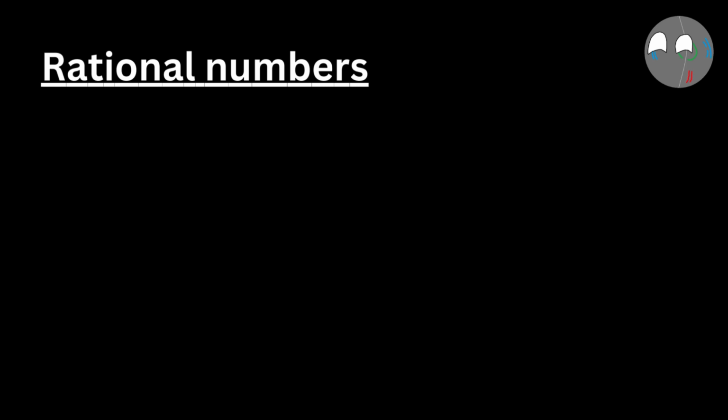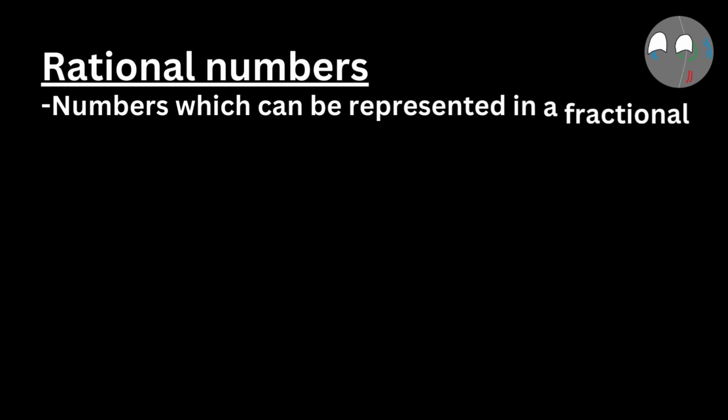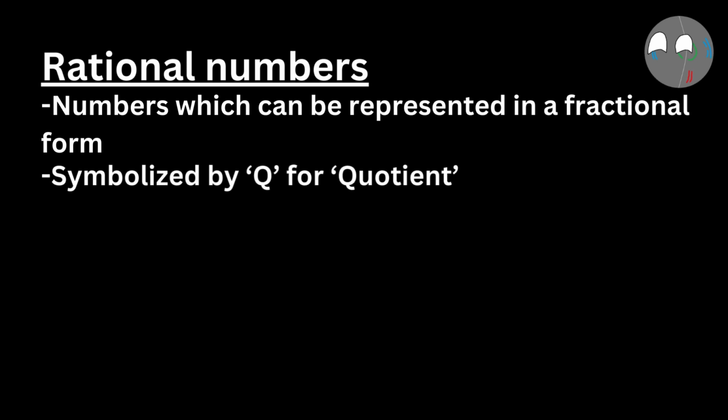Every number which can be represented in a fractional form is called a rational number. These numbers are represented by the letter Q, meaning quotient, as all rational numbers are quotients of two integers. So for example, let's take 0.3 recurring, which is equal to 1 by 3, 1 divided by 3, which is a fraction. So therefore 0.3 recurring is a rational number.